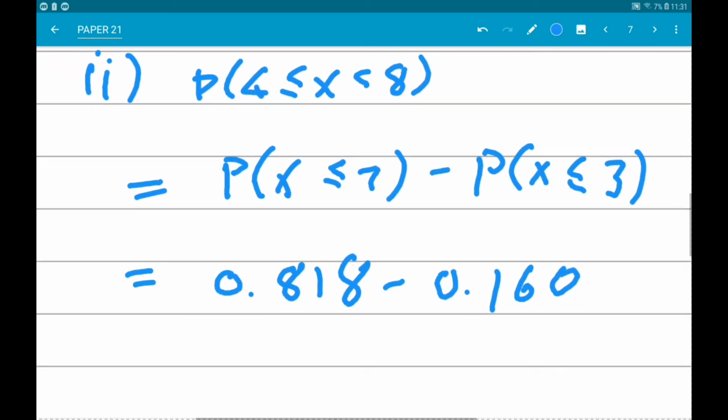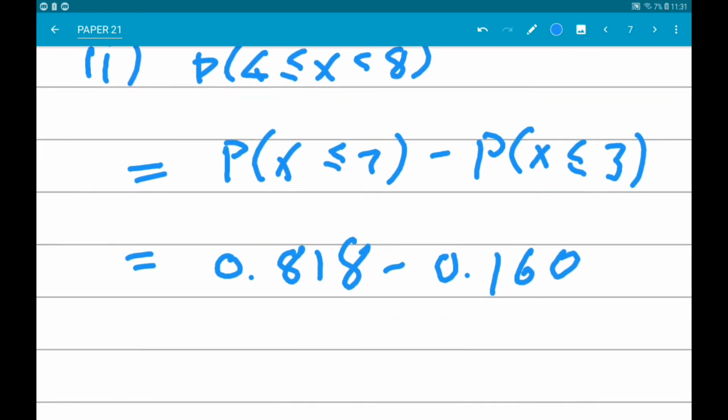And then that is finally going to give us 0.658.